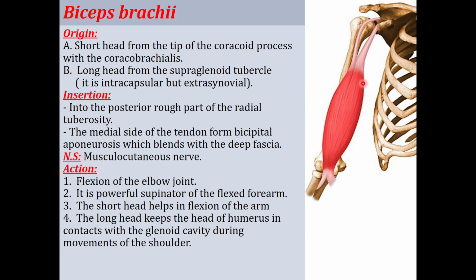This muscle is also supplied by the musculocutaneous nerve. And what are the actions? Number one is flexion of the elbow joint. It is the powerful supinator of the flexed forearm; that is, if the forearm is already flexed, it will supinate the forearm. The short head helps in flexion of the arm. The long head keeps the head of the humerus in contact with the glenoid cavity during movement of the shoulder.